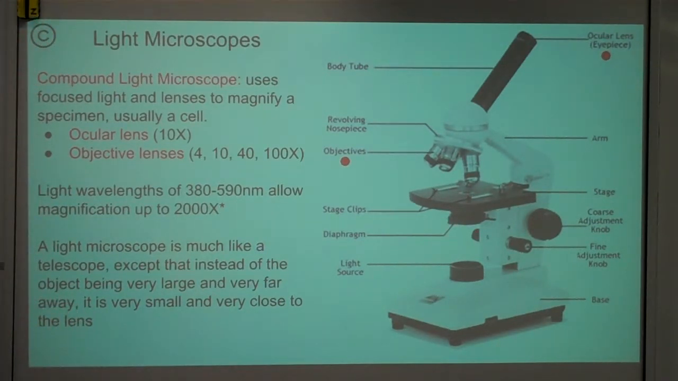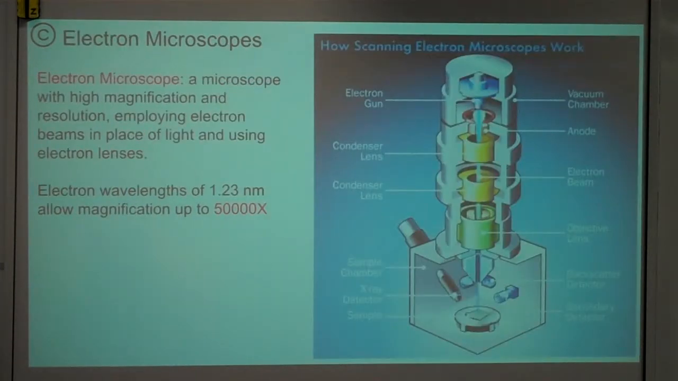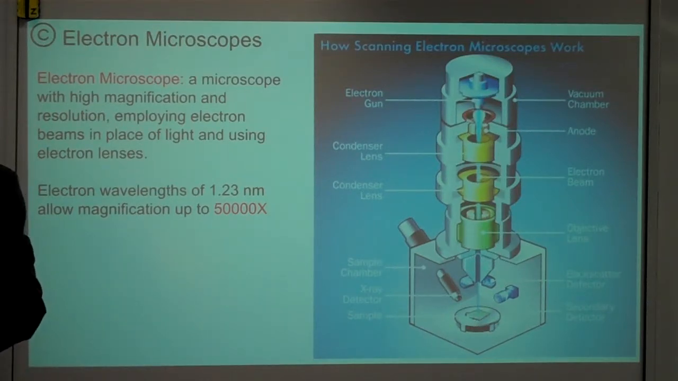Okay, on light microscopy. A light microscope is much like a telescope. Instead, you get smaller images look larger. But the key point there is that it allows a magnification of about 2,000 times or less. An electron microscope, because electrons have smaller wavelengths, can magnify with much greater power.